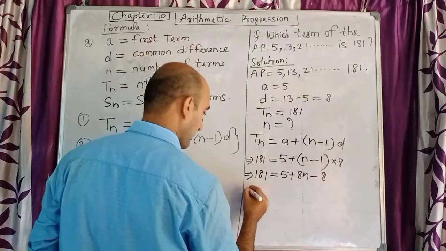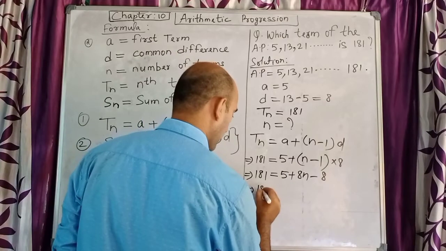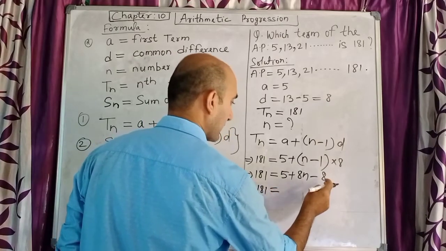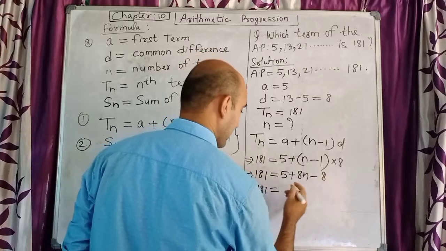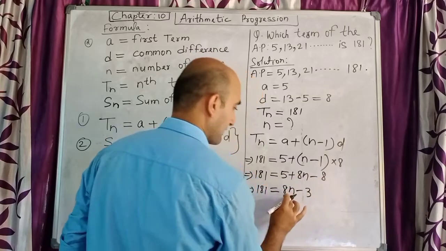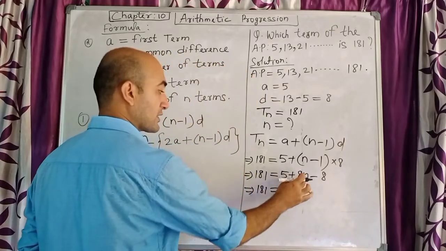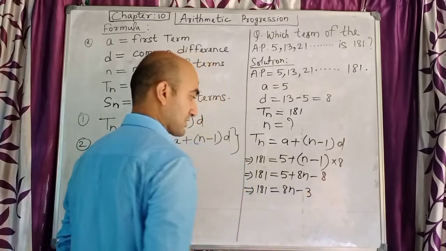Now what you do, you bring n this side and numbers that side, but before that you can do one thing. 181 equals 5 minus 8, which is minus 3. You write 8n minus 3. 8n is a single term which cannot be added, 8n stays the same, but 5 minus 8 is minus 3.